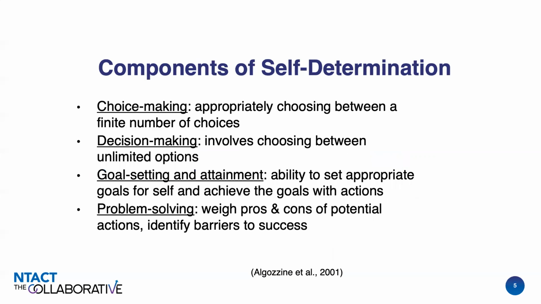Self-determination includes choice-making, decision-making, goal-setting and attainment, and problem-solving. These are only some of the subcomponents of self-determination. A lot of these components may already be a target or embedded within the instruction and teacher's classroom already. However, these components make self-determination measurable, and if a student is lacking skills in one or more specific areas, a goal can be written to help improve those skills.